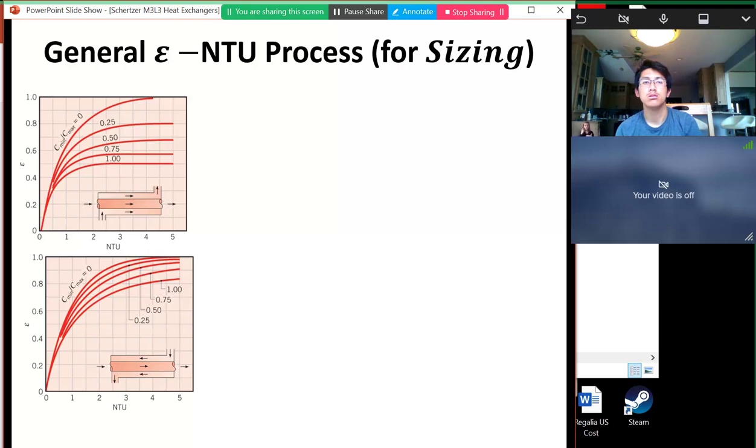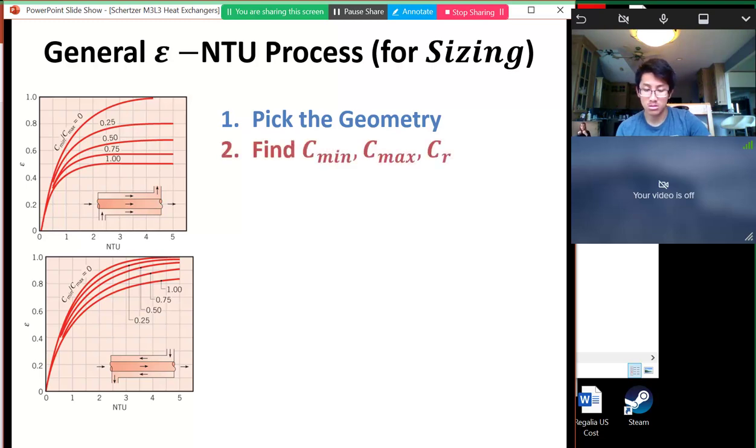But I might also want to use it to find how big my heat exchanger should be, right? Or how much area my heat exchanger should have. So here we have a different flow chart, although it's still similar. First we're going to pick the geometry, because that tells me which correlation I'm going to use to find the relationship between effectiveness and NTU.